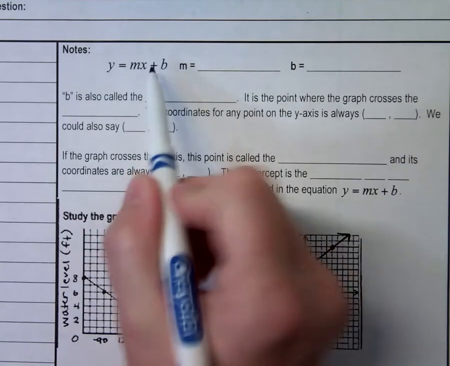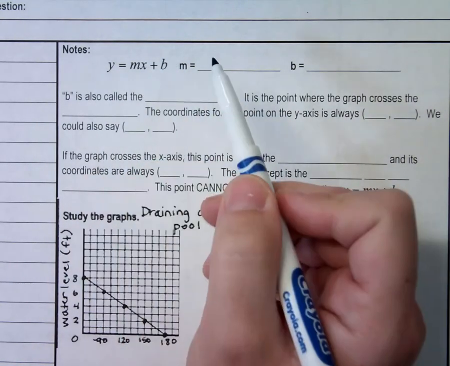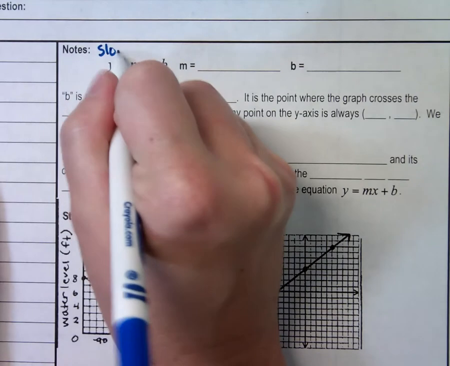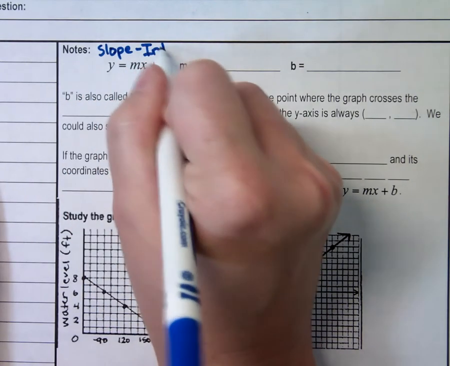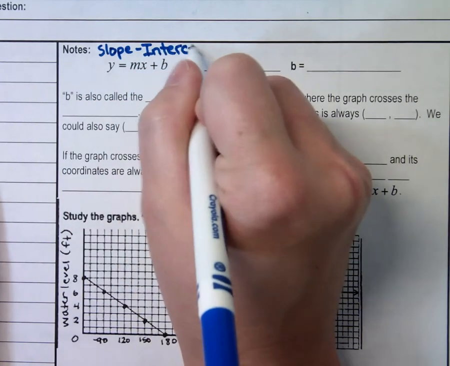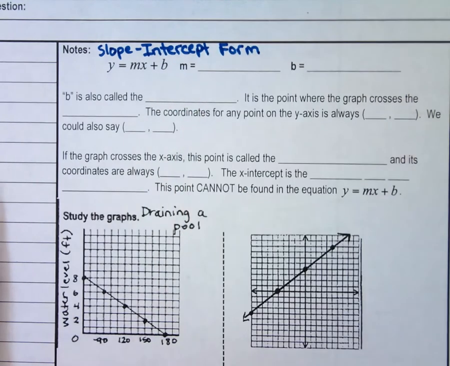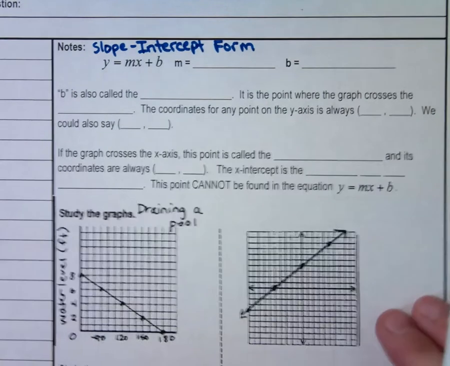Y equals mx plus b. Does anybody remember what that thing's called? Y equals mx plus b? Slope-intercept form. Very important that you know that. Y equals mx plus b is called slope-intercept form. So if I ever say we need to put this in slope-intercept form, you know what I'm talking about. Y equals mx plus b.